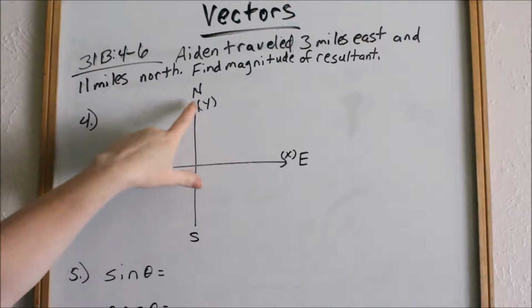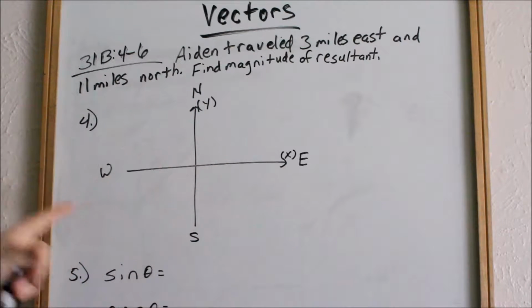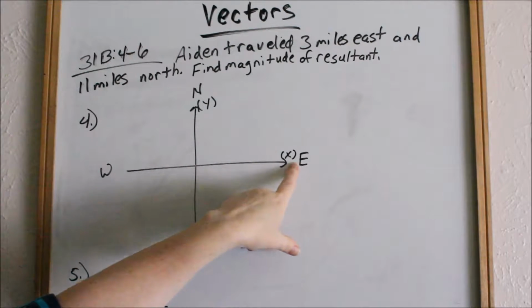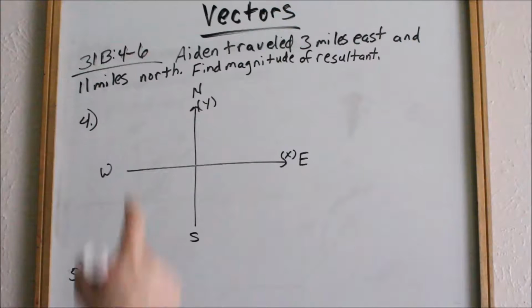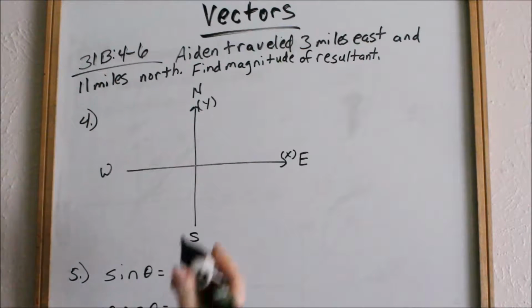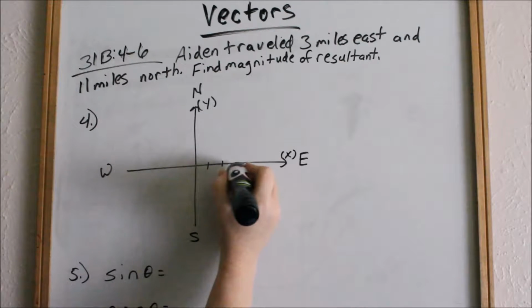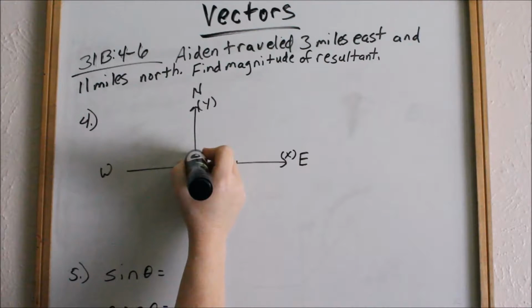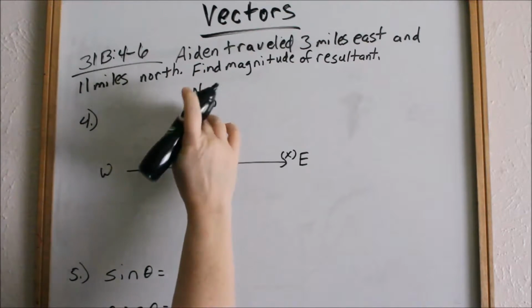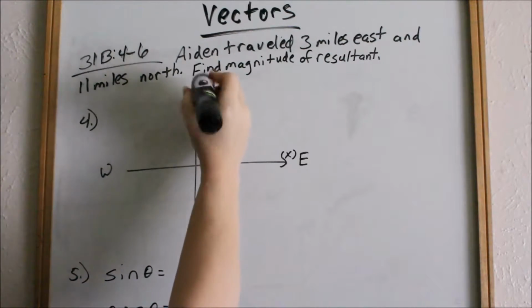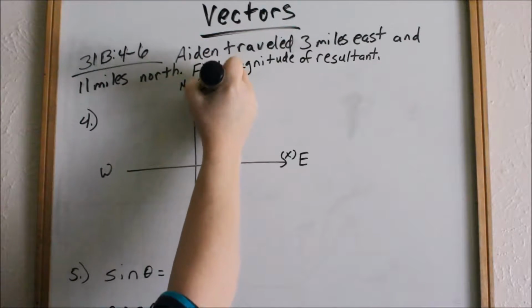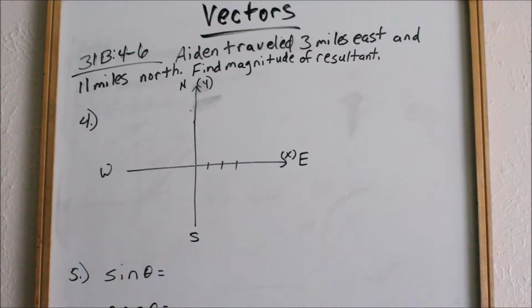If you draw a map with north, south, west, and east, this is also an XY axis. So Aiden traveled 3 miles east. Let me draw some tick marks on here. 1, 2, 3. We're going to make this up higher. I'm not going to draw my 11 tick marks.